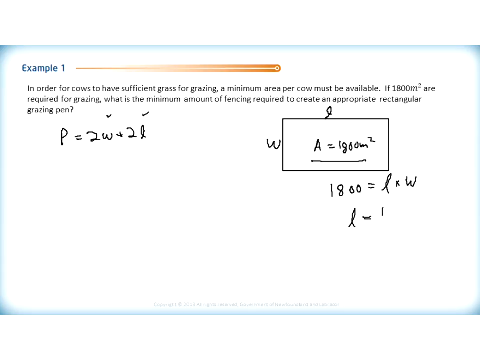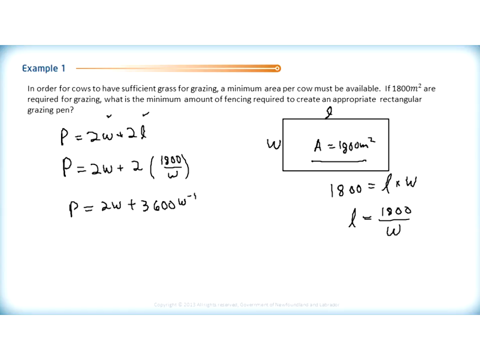So L is going to be equal to 1,800 divided by W. So we'll get rid of L. So we have P equals 2W plus 2 times L, which is 1,800 over W. Okay, so we'll simplify that a little bit, and we get 2W plus 3,600 times W to the power of minus 1. And I guess we should restrict this somehow, but the width is going to have to be greater than 0, and it's going to have to be less than, gee, I don't know. There's no limit, I suppose, to how big we can make the width here, so it doesn't really matter. So then we'll take our derivative now and look for critical values.